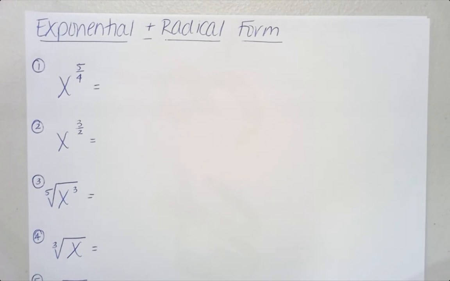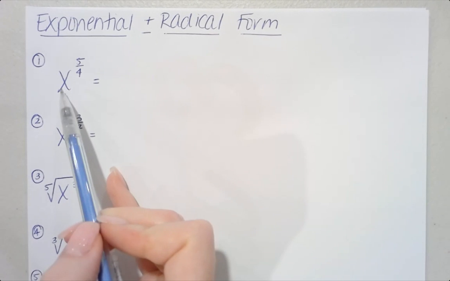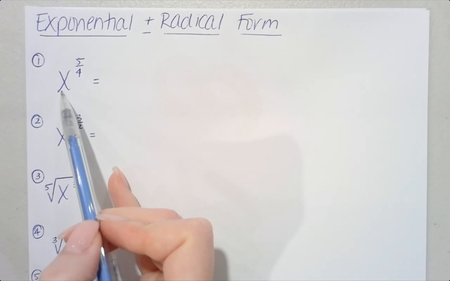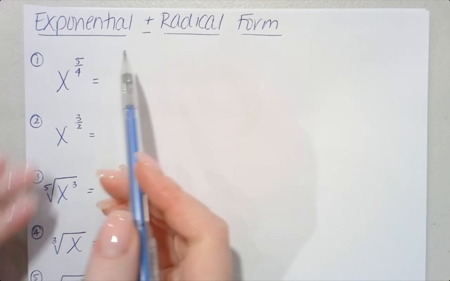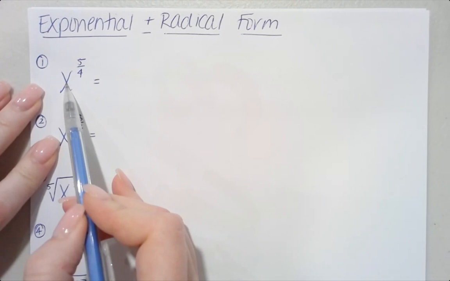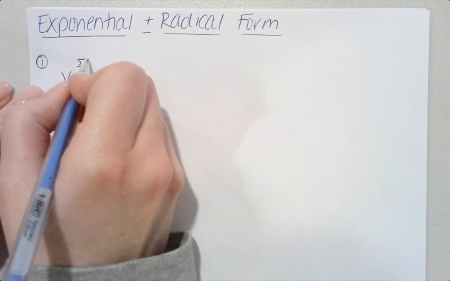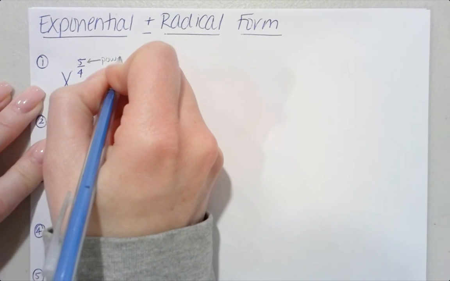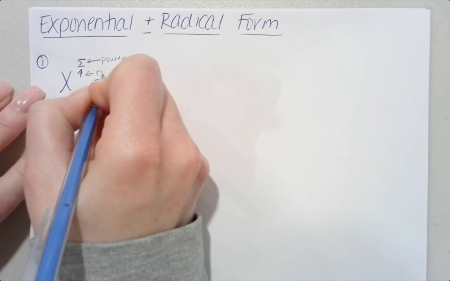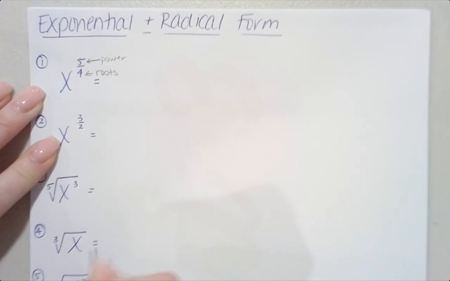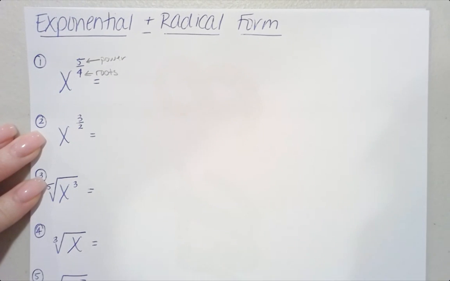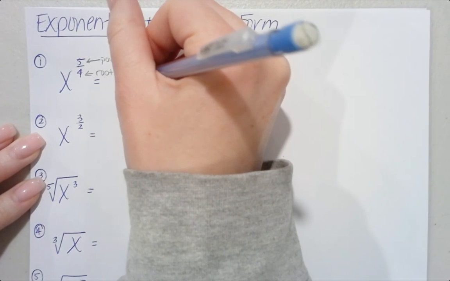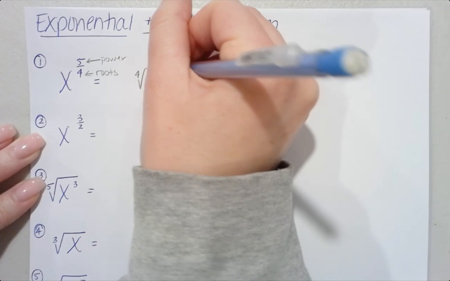Okay, so here are some examples. Whatever form the original problem is written in, you are going to transform it into the opposite form. Here we're starting out in exponential form. Let's write it in radical form. Remember, your numerator is your power, and your denominator is your root. Remember, roots grow on trees on the bottom. So they're in the bottom of our fraction. So if we rewrite this, we would have the 4th root of x to the 5th power.